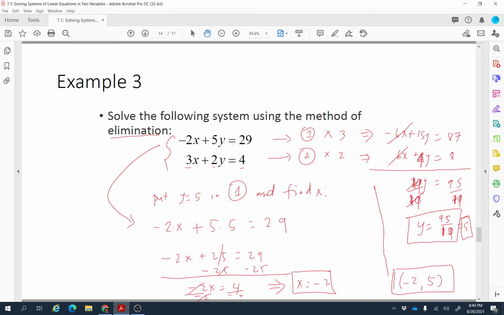Okay, so remember, after finding the solution, always check. I'm not going to check it here, but that's for you to do. Just plug x equals negative 2 and y equals positive 5 into the first equation. That should give you a true statement. Similarly, put x equals negative 2 and y equals positive 5 into the second equation. That should give you a true statement.